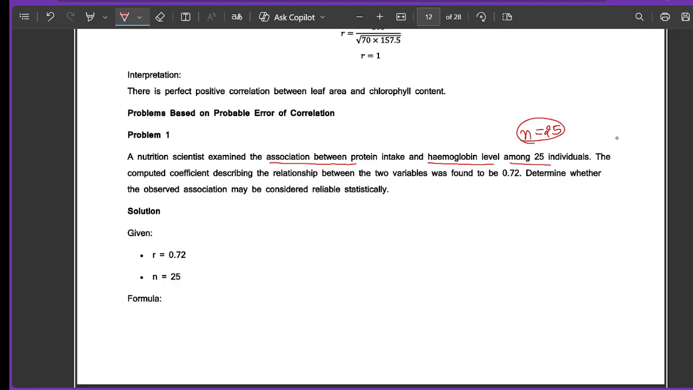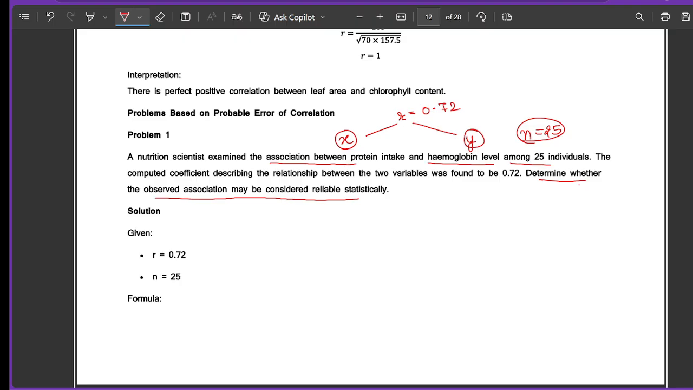And the computed coefficient describing the relationship between the two variables, let's say x is protein intake and y is hemoglobin level. The correlation coefficient r between them is 0.72. Now we have to determine whether the observed association may be considered statistically reliable or not.